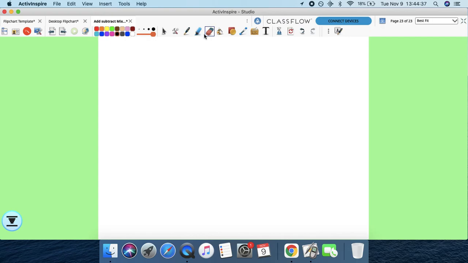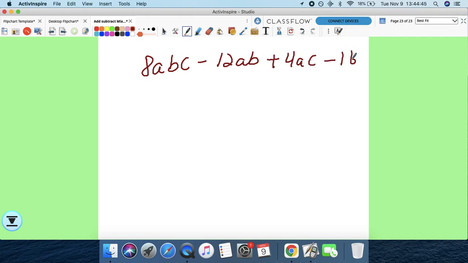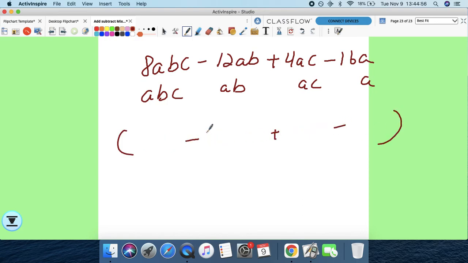Last question. 8abc minus 12ab plus 4ac minus 16a. That's abc, there's ab, this is ac, there's an a. Greatest common factor. Greatest common factor is 4. Okay, do they share any variables? Yes, they do. They share an a. They all share an a, so I'm going to take the a out.